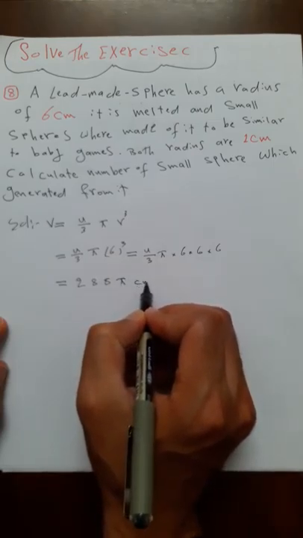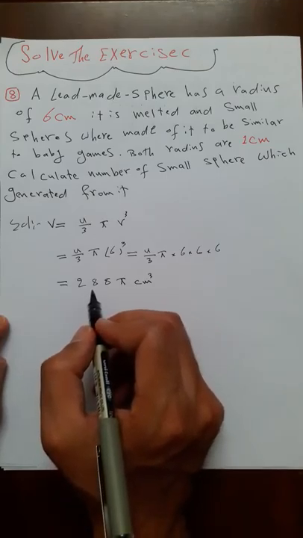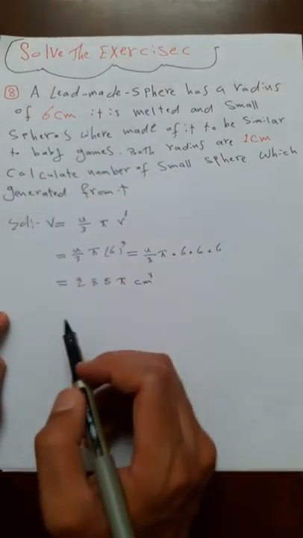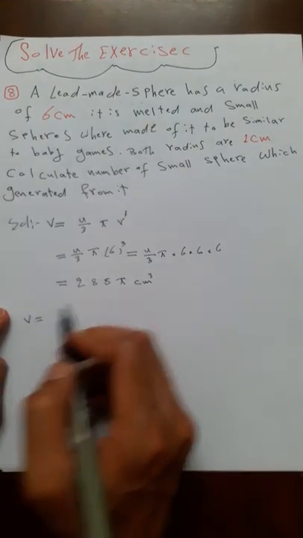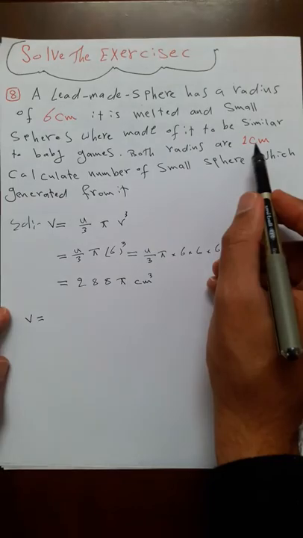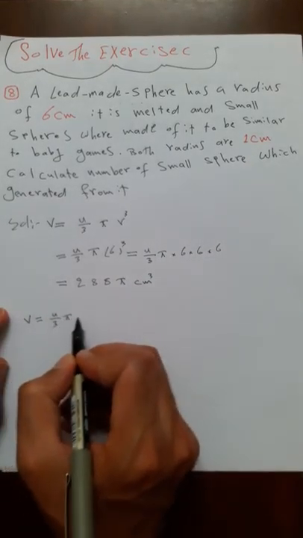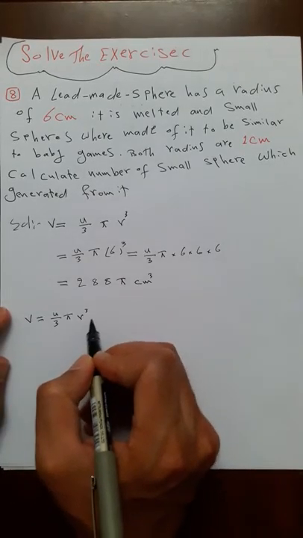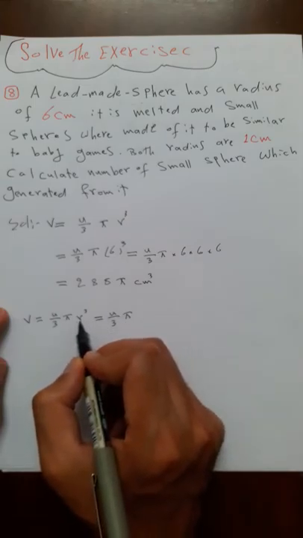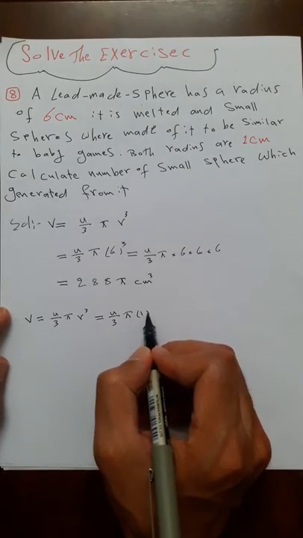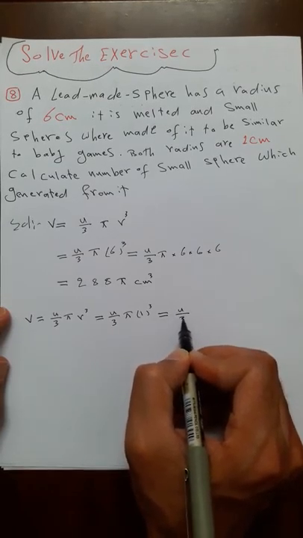288 pi centimeter with power 3. This is the volume of the sphere that its radius is 6 cm. Now I will find the volume of the small sphere that its radius is 1 cm. V equal to 4 over 3 pi r with power 3. And this is equal to 4 over 3 pi, and r is 1 with power 3. So the result will be 4 over 3 pi.